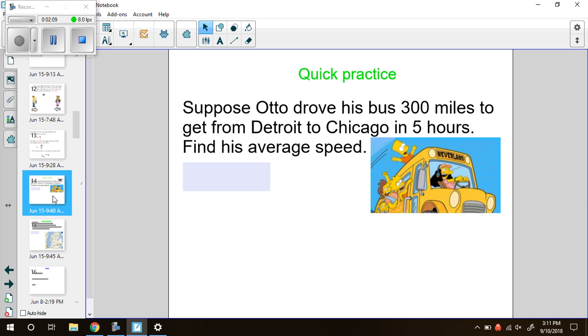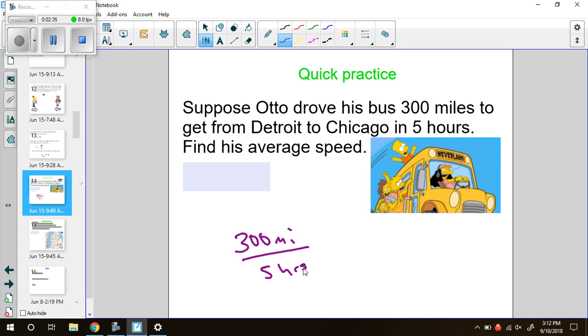All right, suppose you have a bus driver here. His name is Otto, and he's driving all the way from Detroit to Chicago. It takes him 5 hours. So in order to figure out his average speed, we're going to take 300 miles, divide that by 5 hours, and we should end up with 60 miles per hour, or mph is fine as well. That's for average speed.